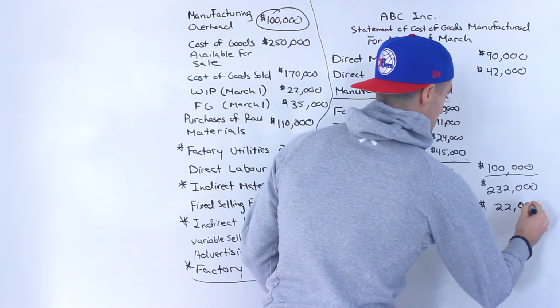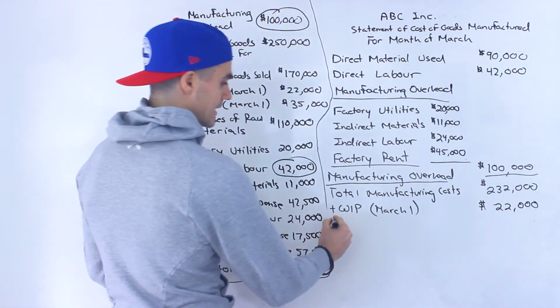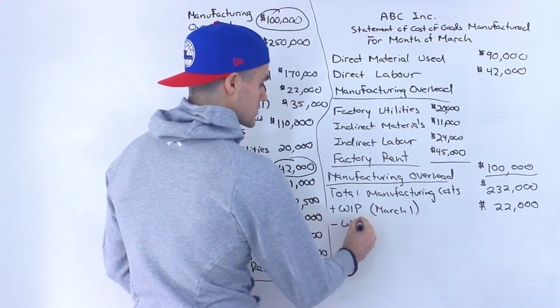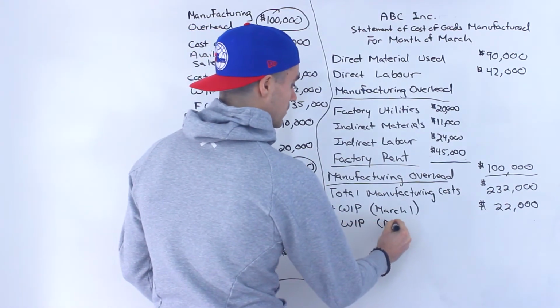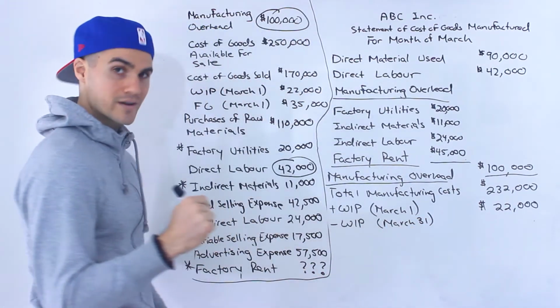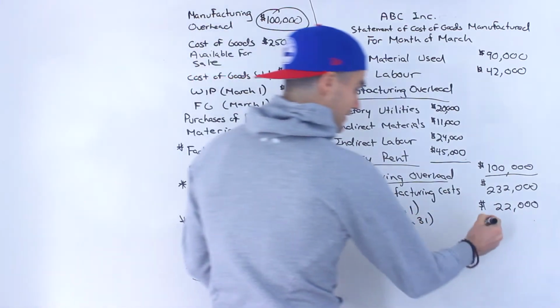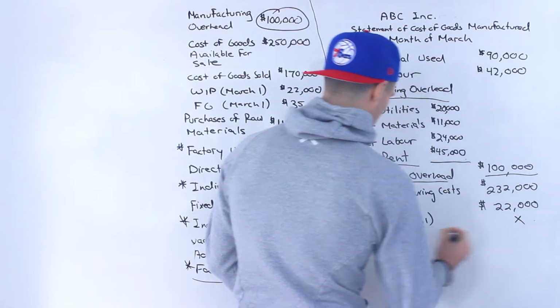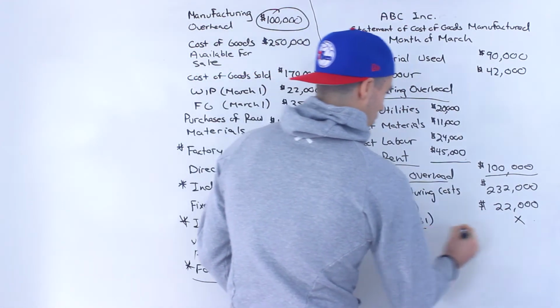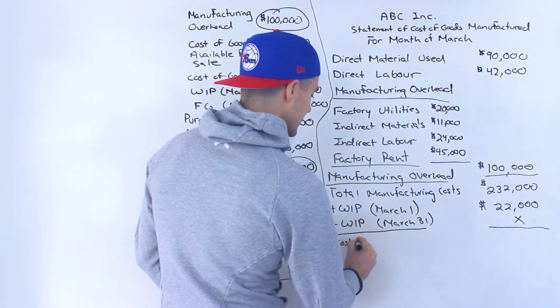But here is where the question becomes a little bit more complex. What's the next line? Well, it's work in process for the end of the period, which is March 31st. But unfortunately, in the question, we're not given that. And not only are we not given this, so let me put a variable here, we're actually not given the cost of goods manufactured either.